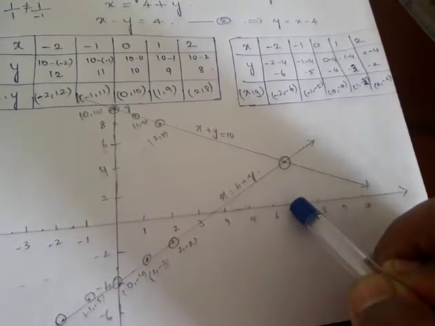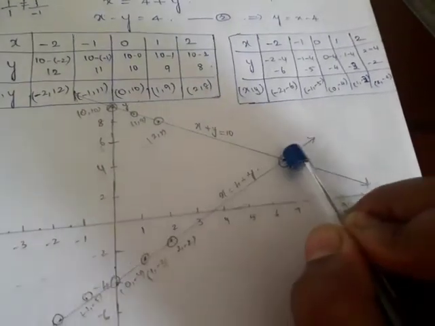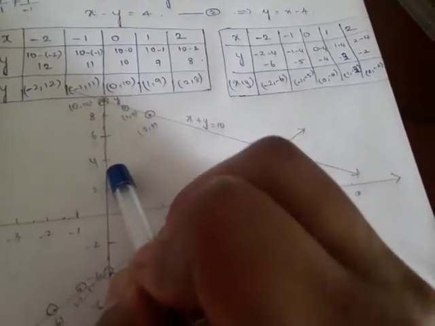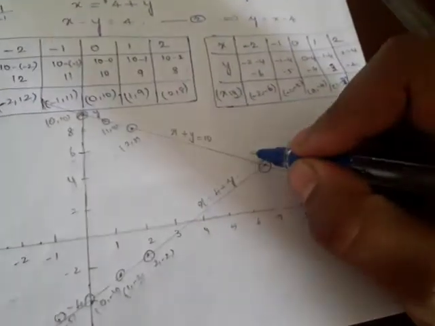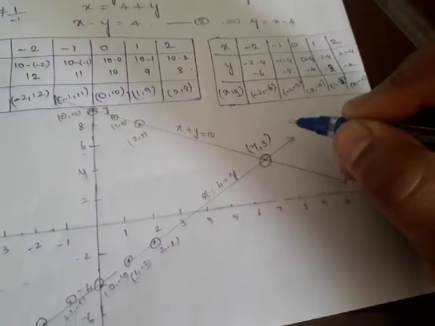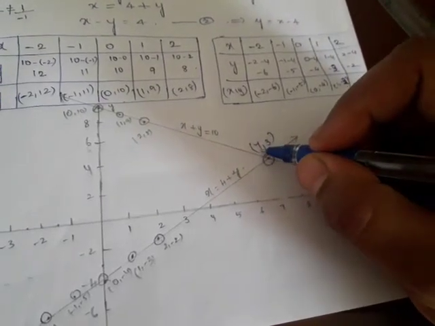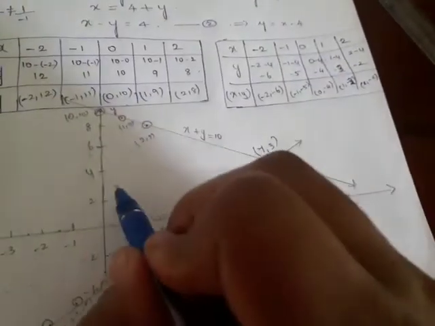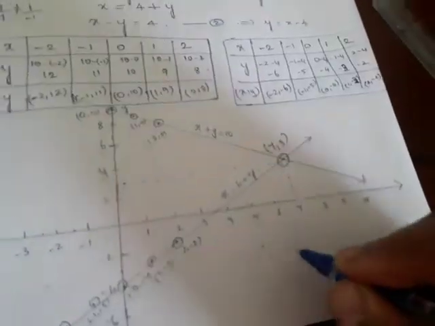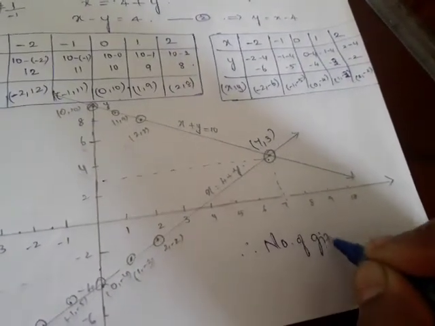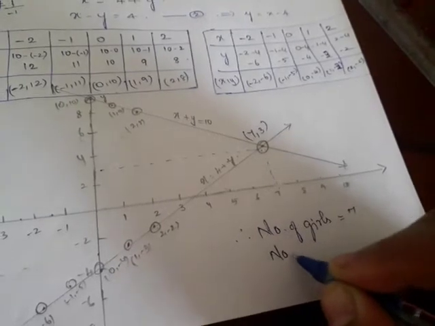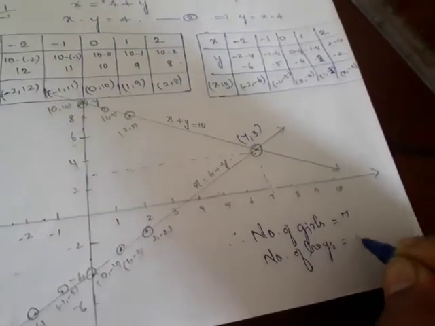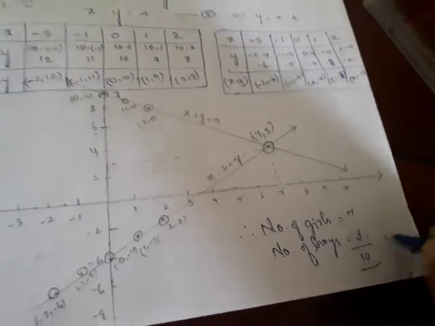So here it intersects the x-axis at 7 and the y-axis in between 2 and 4, therefore it should be 3. Therefore the solution is (7, 3). 7 denotes the x value and 3 denotes the y value. This is your x value and this is your y value, right? We denoted x by the number of girls, therefore the number of girls is equal to 7 and the number of boys is equal to 3. Thus we got the total number of students as 10.